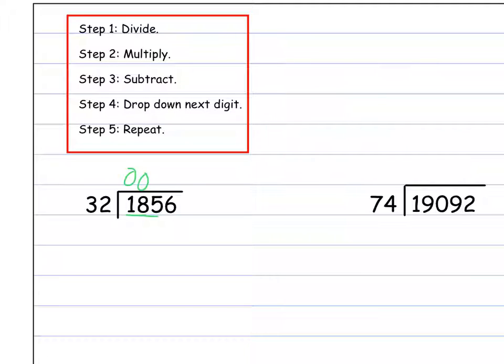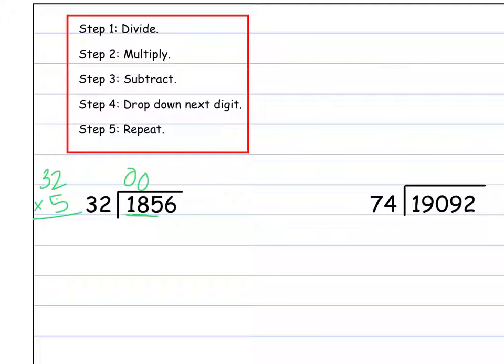I know it can, but I'm not sure how many. So now I have to do some trial and error. I'm going to guess that it's going to be 5. I'm just taking a guess here with my knowledge that 3 times 5 is 15, and we're trying to get to 18, and I don't want to go over that.